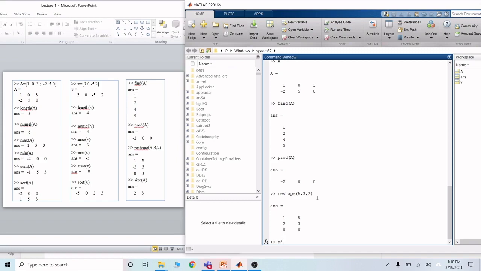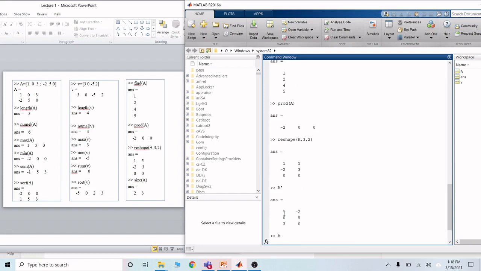If you want to change row and column, then it is transpose. A is this and transpose is this: 1 0 3, -2 5 0. Reshape is not exactly transpose. Reshape only changes the size from 2 cross 3 to 3 cross 2.